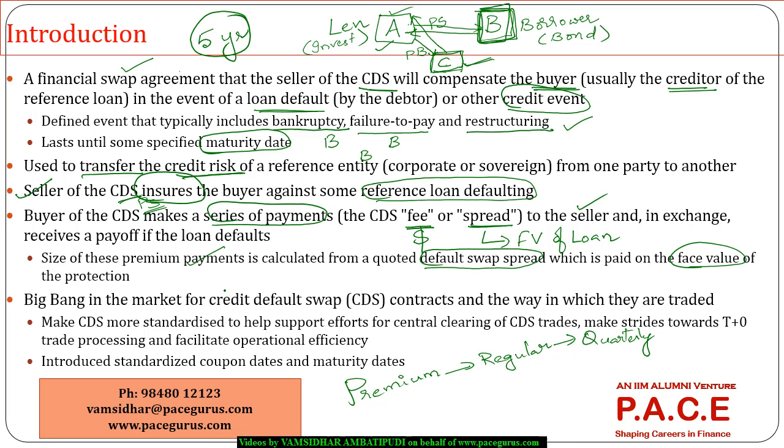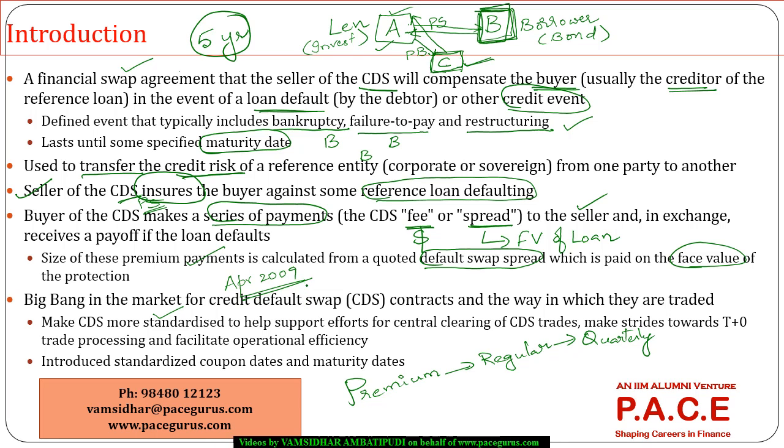As I have said, after April 2009, that is the typical period of the big bang in the credit default swap contracts. So there are some changes that have come to the contract and the way that they are traded. Now this way, the CDS has become more and more standardized. Earlier it used to be a very customized and negotiated transaction between the various counterparties.